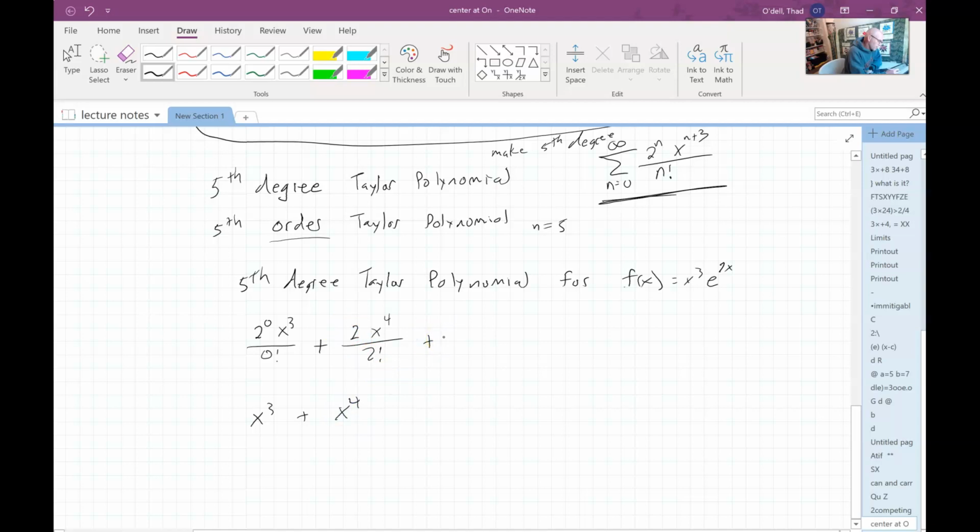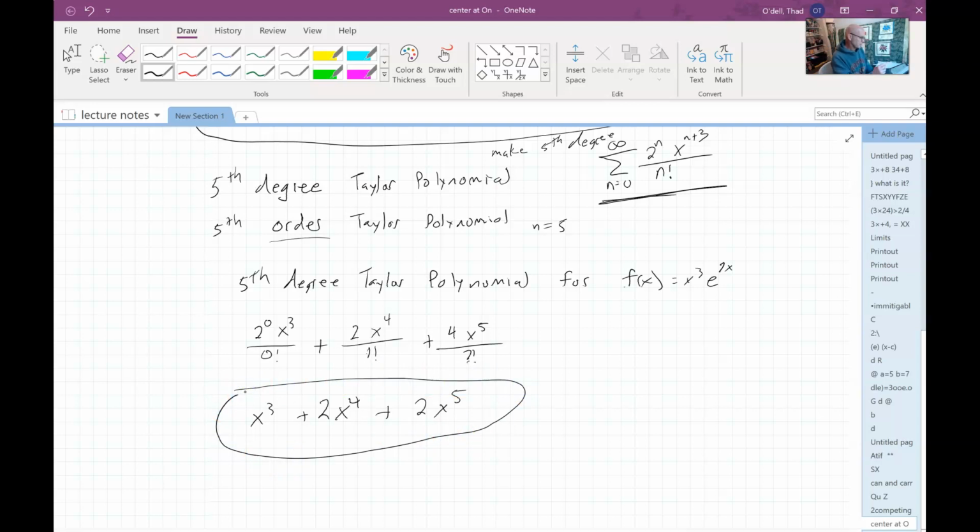And then I plug in 2 for n, and I get 4 times x to the fifth over, whoops, I made a mistake there. That's 1 factorial, because I plugged in 1 for n. So that would be 2x to the fourth. And then this is going to be 2 factorial. So the 2 factorial, of course, is just 2. So that would give me 2x to the fifth. And then I'd stop because I got to a fifth degree polynomial. So this would be the fifth degree Taylor polynomial. And I could use that to approximate f of x.